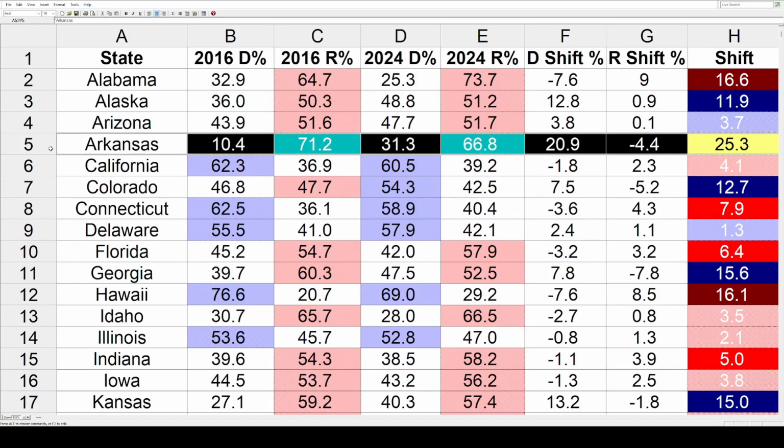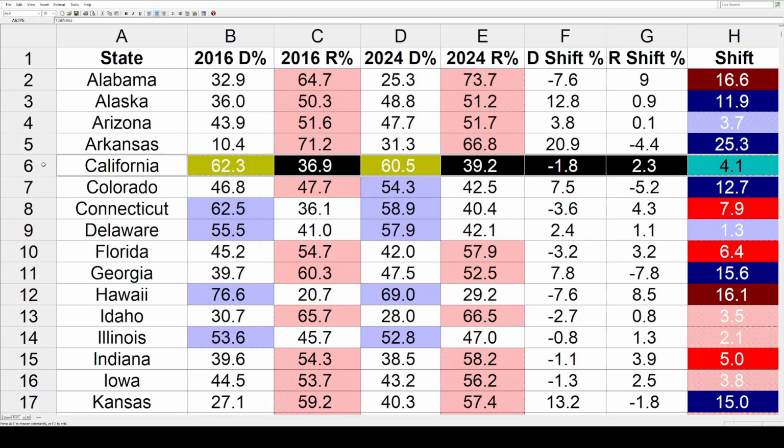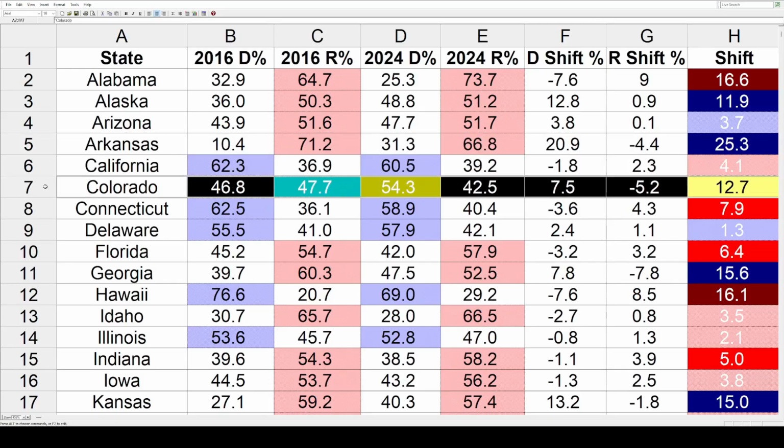The reason for that is in 2016, in 3 of those 4 districts, there was a Libertarian candidate instead of a Democrat in the general election. But in 24, there were Democrats running in all 4. So that's why the numbers are skewed in this state. Let's keep going. In California, that state shifted 4.1% toward the GOP. Colorado went toward the Dems by 12.7%.